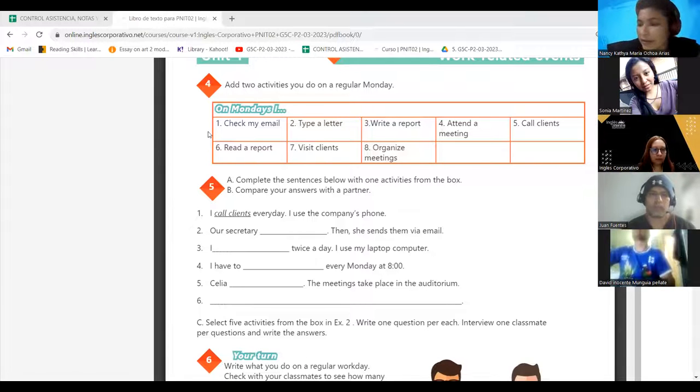Okay. On Wednesday, I drive to my work and I eat pupusas in the evening. Perfect, very good. Muy bien en las oraciones, Nancy. Thank you. Sonia Martínez, por favor.